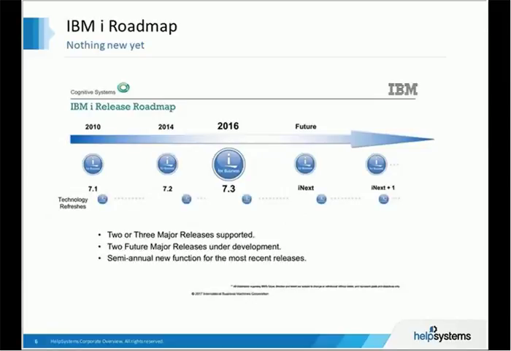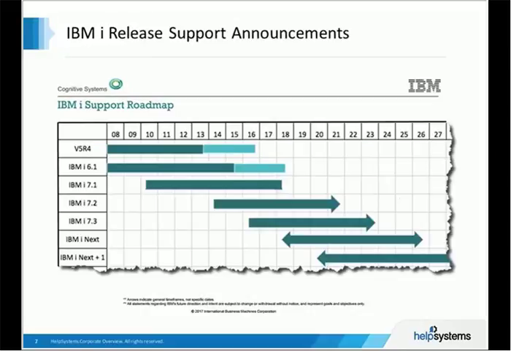Let me remind you of the roadmap related to the operating system. IBM i 7.1 came out approximately 2010, and in 2014 was 7.2. 7.3 has now been around since May of 2016, so it's a pretty strong and hardy operating system. Thousands of customers are already running it, so you don't have to be afraid of being on the bleeding edge to go to this technology. And then here are some past release support announcements.